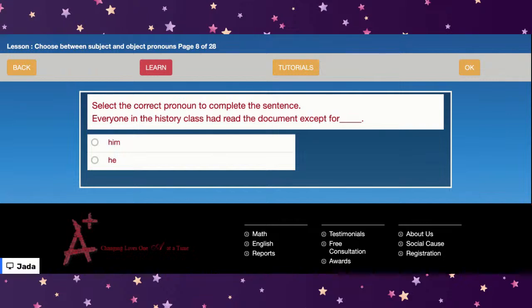Everyone in the history class had read the document except for him or he. Which one? Everyone in the class had read the document except for which one? What's the right answer here? Except for him. Okay? Except for him.